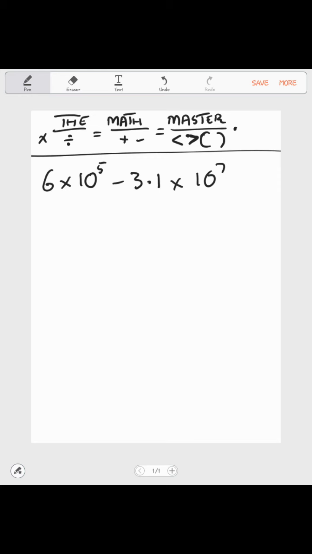Now to do this question, you have to keep in mind one thing. To subtract 6 and 3.1, you have to make the powers of 10 the same. Like if there's 10 power 5, there should be 10 power 5 over here, and if you want to make it 10 power 7, you can make it 10 power 7. The main thing is the power should be same, no matter you make it higher or lower. Alright, so this was 10 power 5, right? To make it 10 power 7, we have to increase the zeros, and to make it 10 power 5, we have to decrease the zeros.